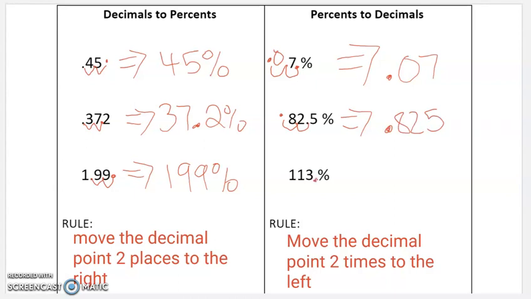Last but not least, 113%. Again, I got my decimal point right here. Since it wasn't showing up anywhere, it's just at the end of the number. Move it twice, once in between the 1 and the 3, once in between the 1s. So my new number is 1.13. And that is my decimal that represents 113%.